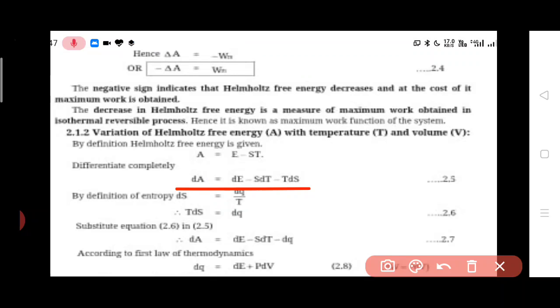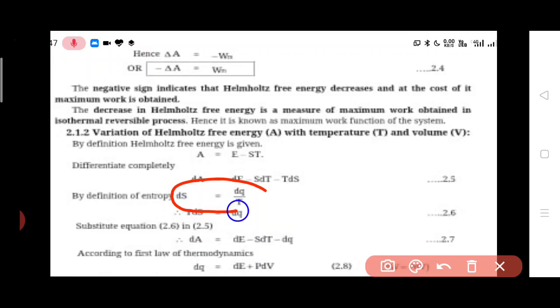Okay, see, so the equation for this equation is dA is equal to dE minus S dT minus TdS. So by definition of entropy, dS is equal to dq upon T. So when dS is multiplied by this T, you will get TdS is equal to dq.